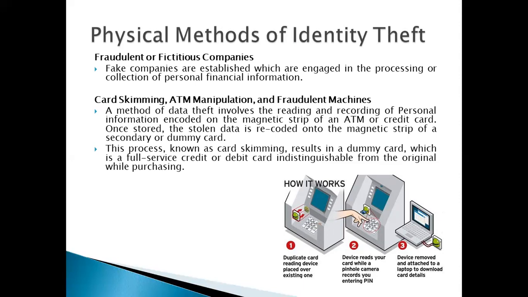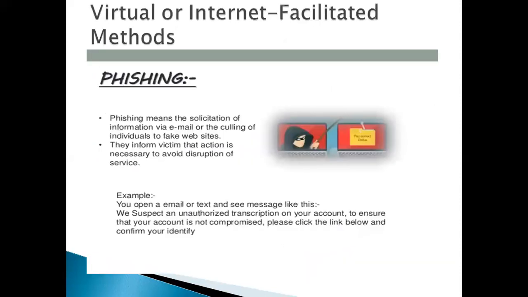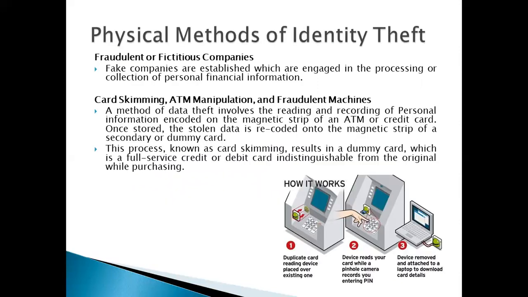See how it works. A duplicate card reading device is placed over the already existing device. When a person enters, they insert the card. After that, the criminals will remove the device and attach it to a laptop to download the card details. So these are all the physical methods. Physical means by their movement, they can steal the data.